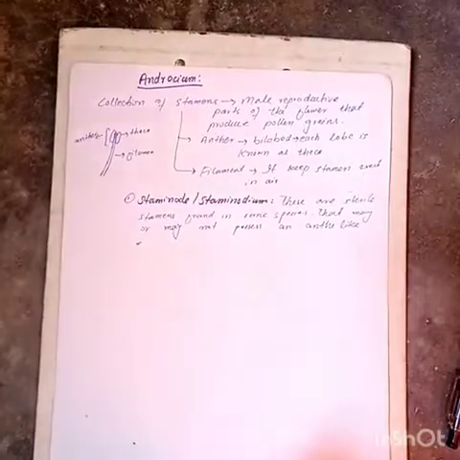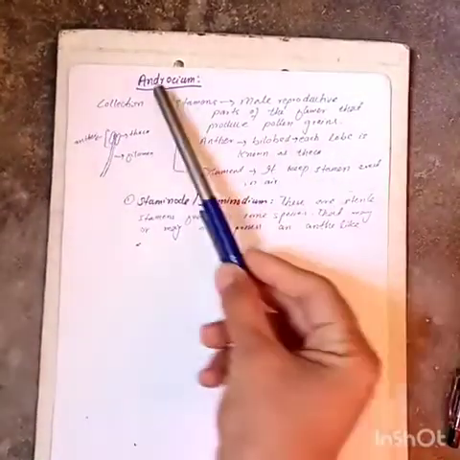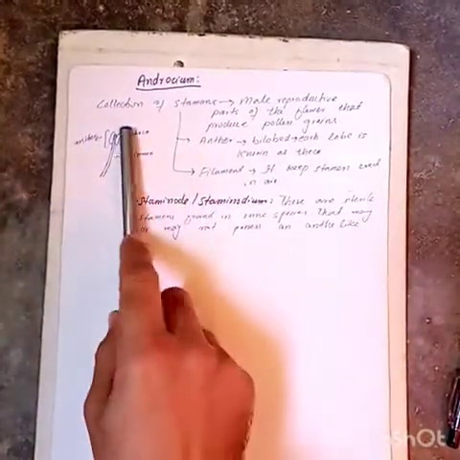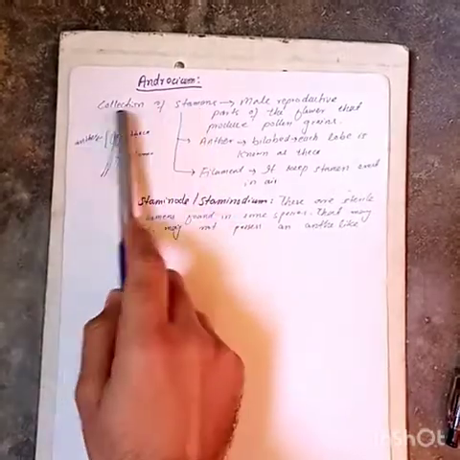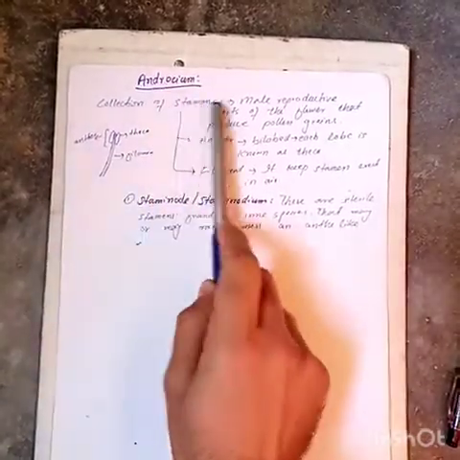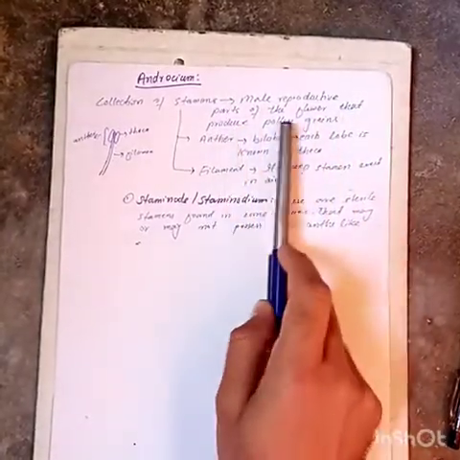In a series of lectures about the morphology of flower, today's lecture is about Androecium. Now, what is Androecium? Androecium is a collection of stamens. Stamens are collectively known as Androecium, while stamens are the male reproductive parts of the flower that produce pollen grains.